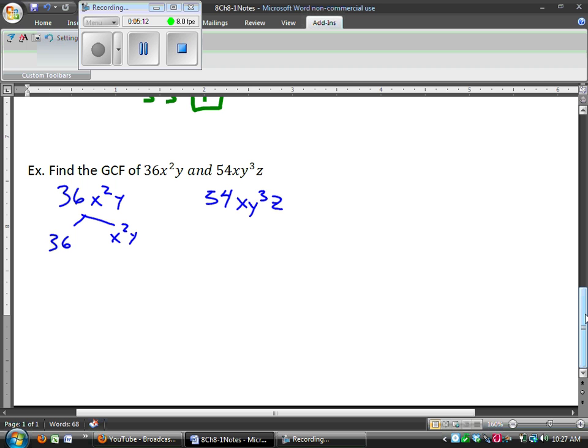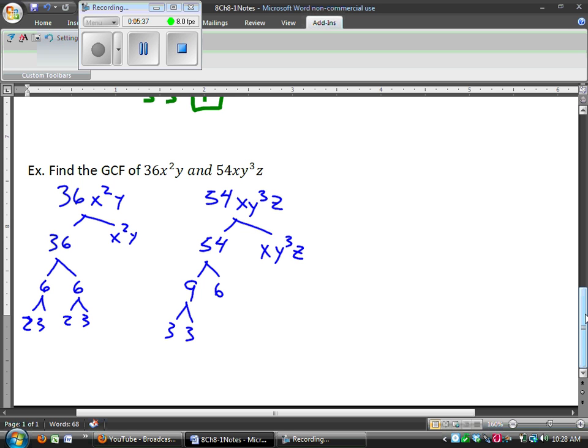squared y. Then we can split 36 into 6, 6, 2, 3, 2, and 3. Split this side into 54 xy cubed z. 54, we said it can be 9 and 6. 9 is 3 and 3. 6 is 2 and 3.